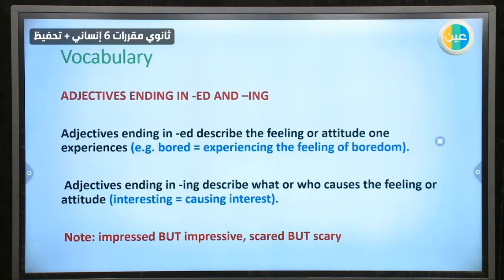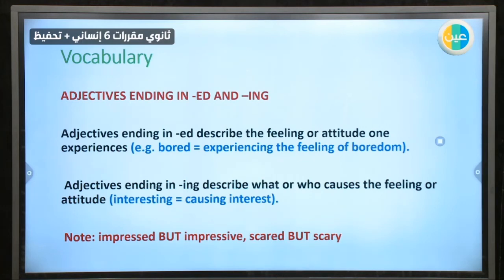Adjectives ending in -ing describe what or who caused the feeling or attitude, like interesting, causing interest. Let's say this book is very interesting. It's an interesting book. So I was interested to read it.